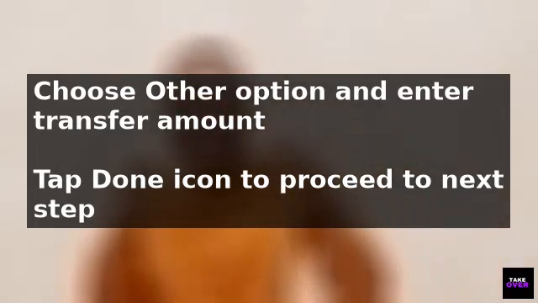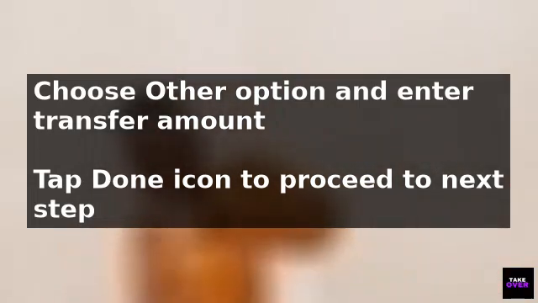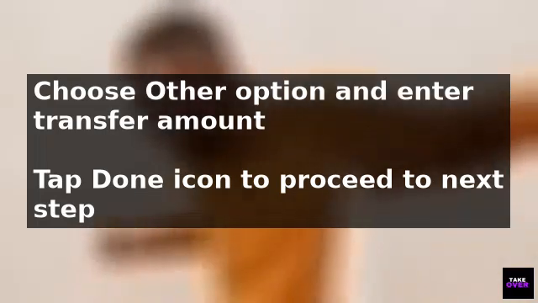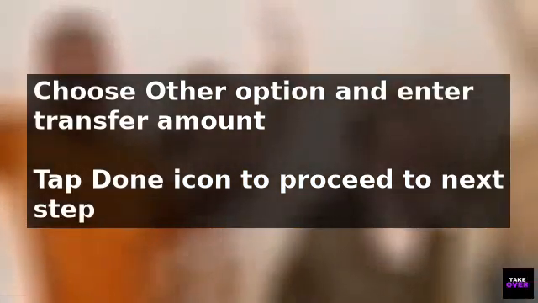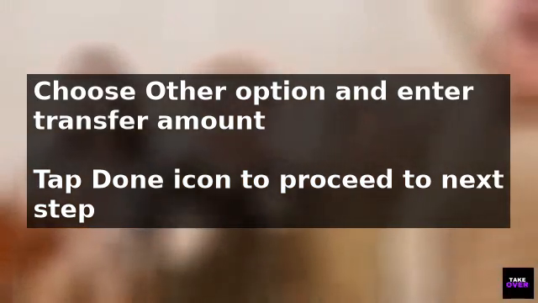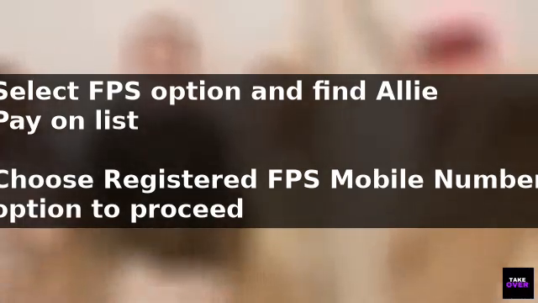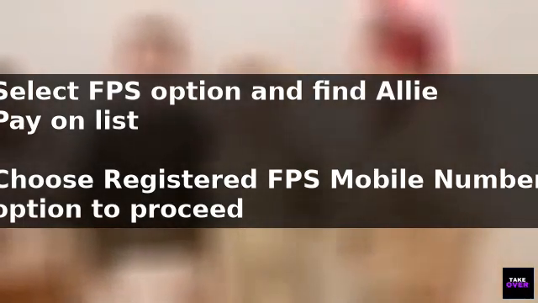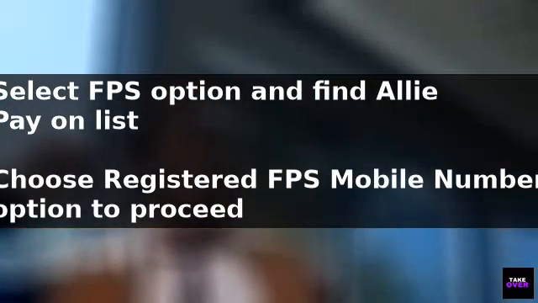A list of recent beneficiaries will be displayed, but choose the Other option to proceed. Enter the amount to be transferred and tap the Done icon. On the next page, select the FPS option and find Alipay on the list of popular banks.